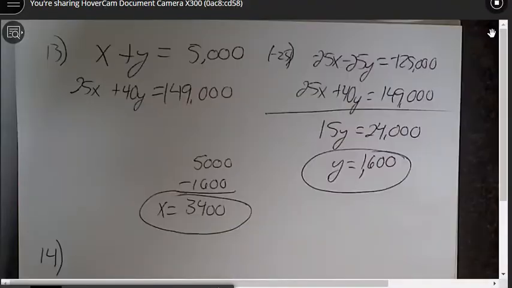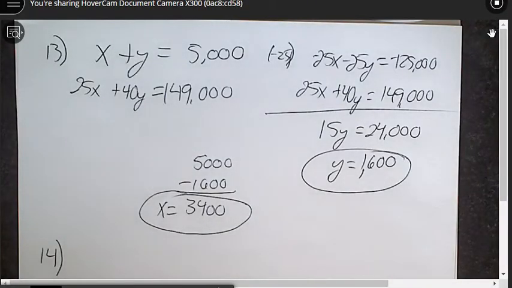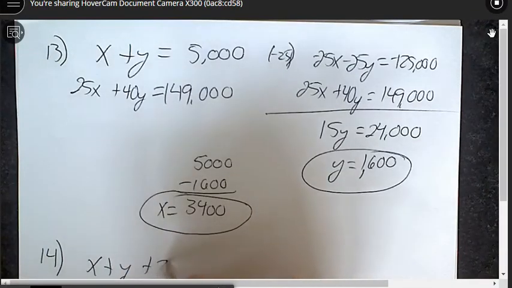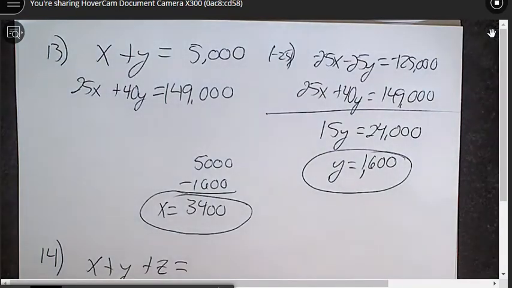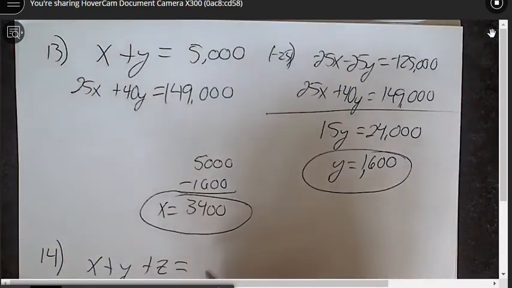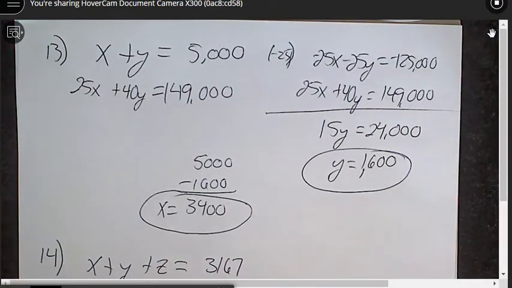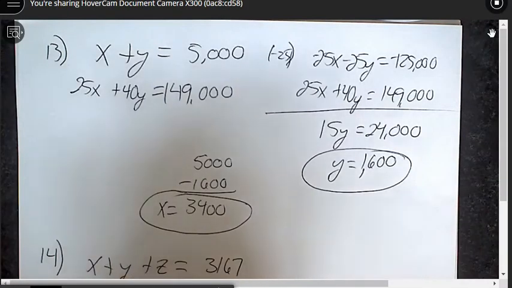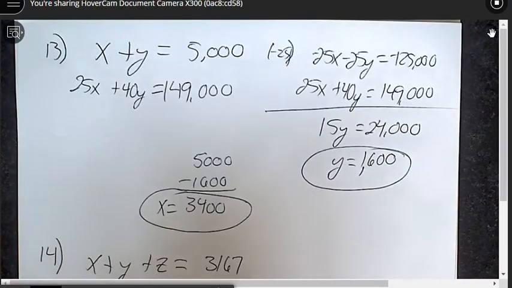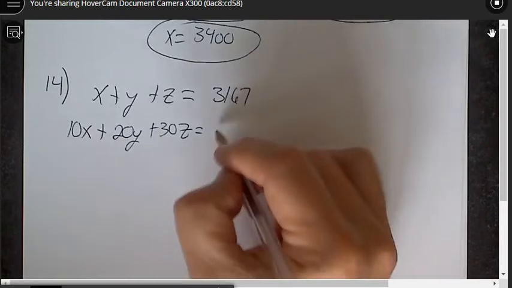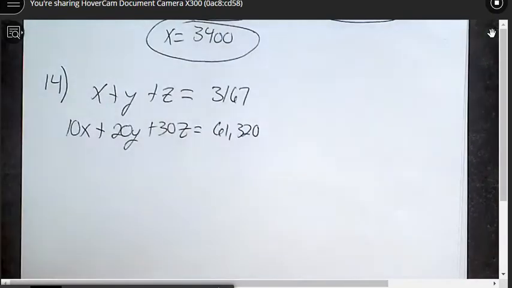But it says, baseball team sells tickets that cost $10, $20, and $30. So there's your 3 different amounts. They sold 3,167 tickets. The total ticket sales were 61,320. So for every $10 ticket they sold, for every $20 ticket, and for every $30 ticket, it would help if I would scroll that up so y'all can see it. They got $61,320.